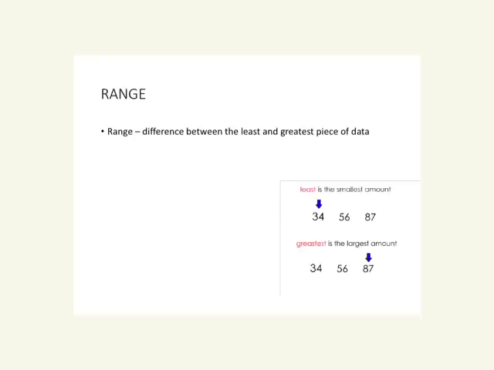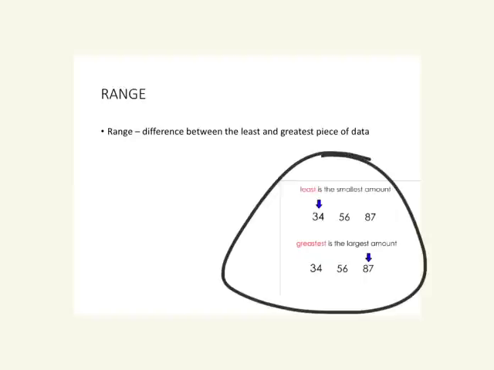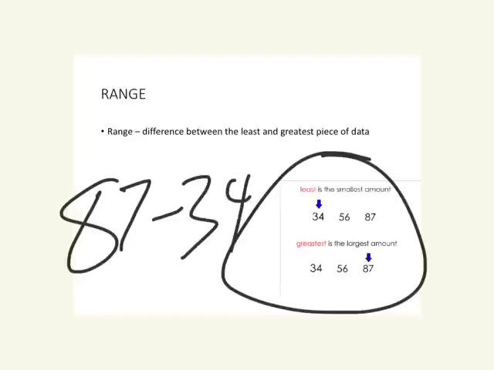Now we're into our fourth one. Our fourth measure of central tendency today is the range. The range is the difference between the smallest piece of data and the biggest piece of data. So you take the lowest number and the highest number and you subtract them. In our example down here, we would take the biggest number, which is 87, minus 34, the lowest. And that would give us the range.